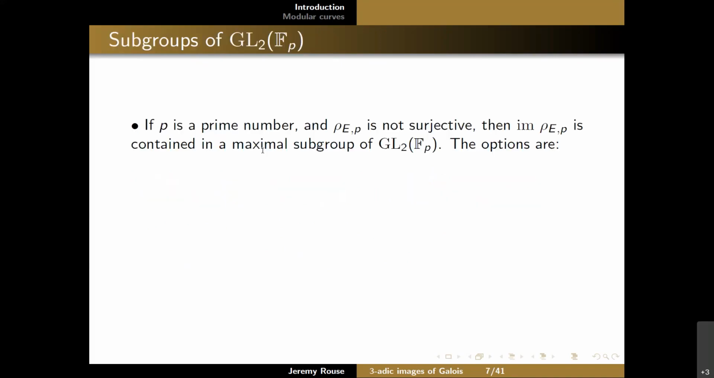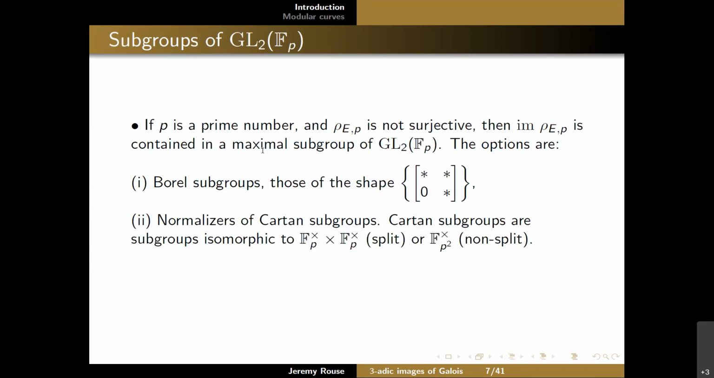So I want to talk about what's known in the case of prime modulus. If p is a prime number and this representation rho_{E,p} is not surjective, then the image of rho_{E,p} is contained in a maximal subgroup of GL2(F_p). The options for the images of rho_{E,p} are Borel subgroups, those that are upper triangular mod p, and normalizers of Cartan subgroups. A Cartan subgroup is a subgroup isomorphic to F_p* cross F_p*, that's a split Cartan subgroup, or a subgroup isomorphic to (F_{p^2})*, a non-split Cartan. And their normalizers are maximal subgroups of GL2(F_p).